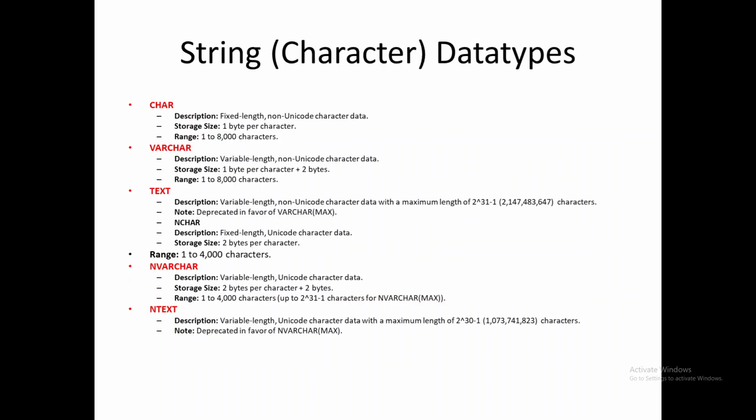The next category is called as a character data type. So in the character data type we have char, varchar, text, nvarchar and ntext. So char is fixed length non-unicode character data. So char is basically a fixed length.